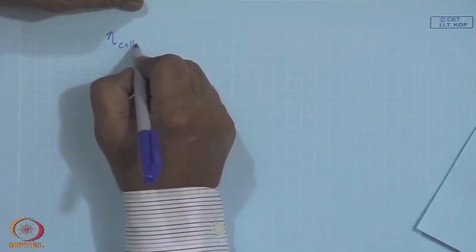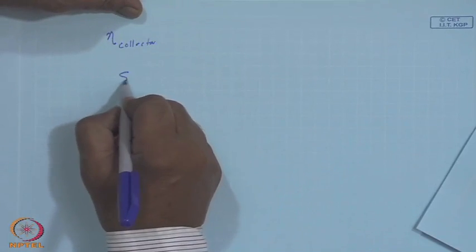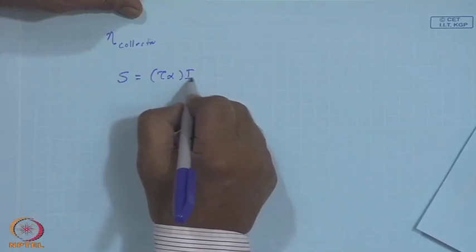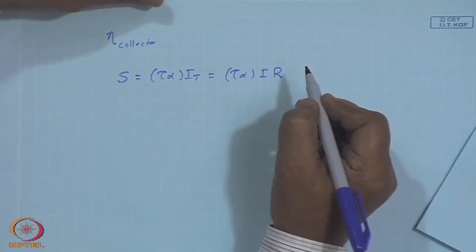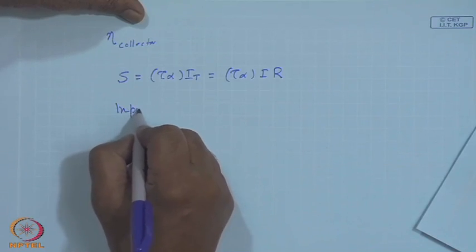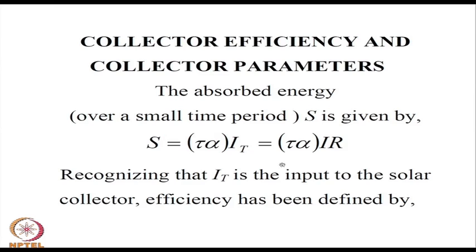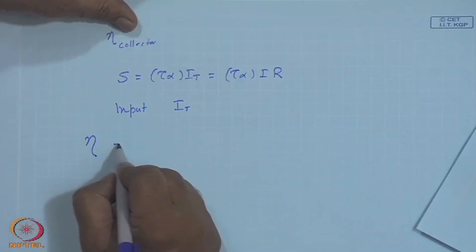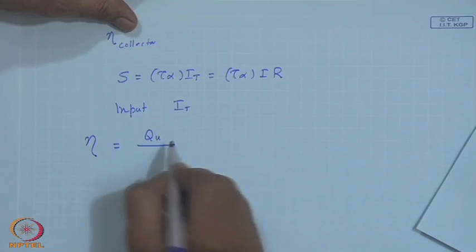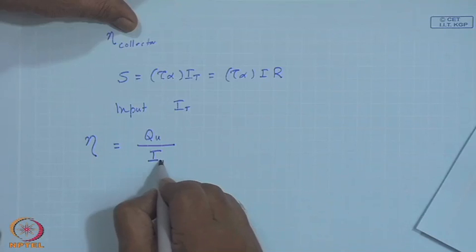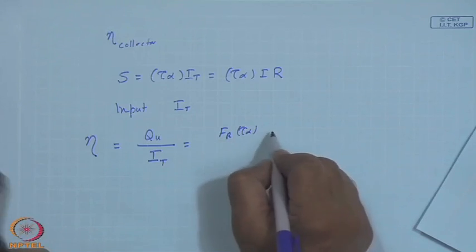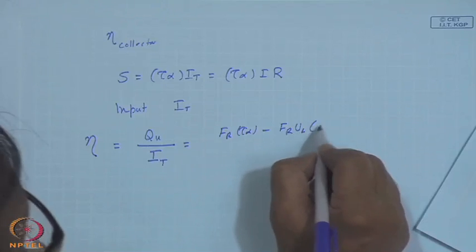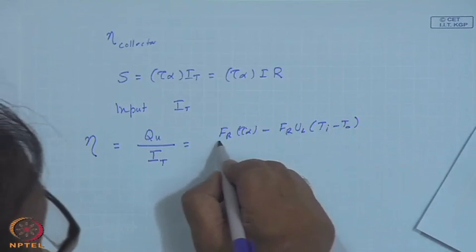So, we will try to find out what is the efficiency of the collector and how do we define it. The absorbed energy is tau alpha into I_T, which can be rewritten as tau alpha into I into that global conversion factor R. What is the input? It is I_T. So, I may define efficiency to be the useful energy gain upon the input I_T. So, this will be F_R tau alpha minus F_R U_L times (T_I minus T_A) upon I_T.